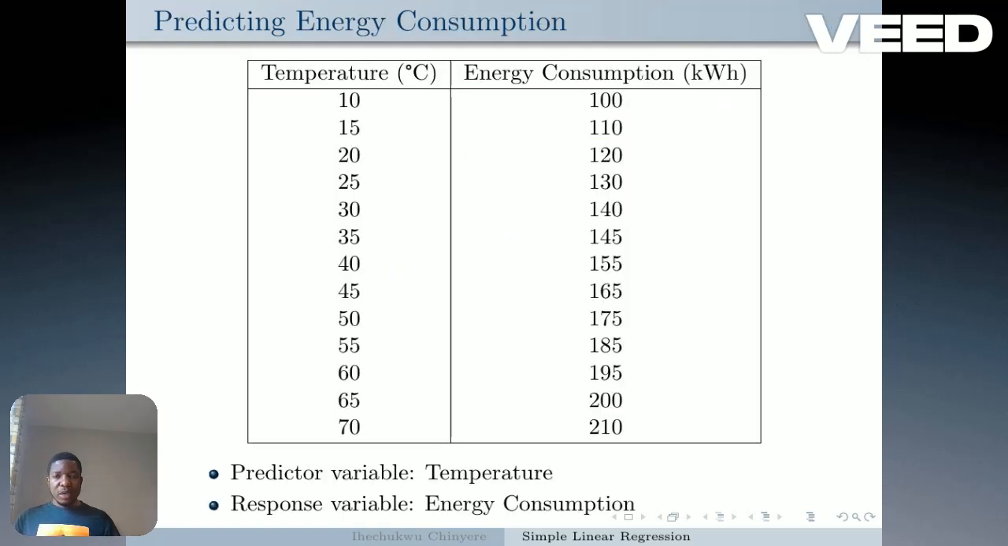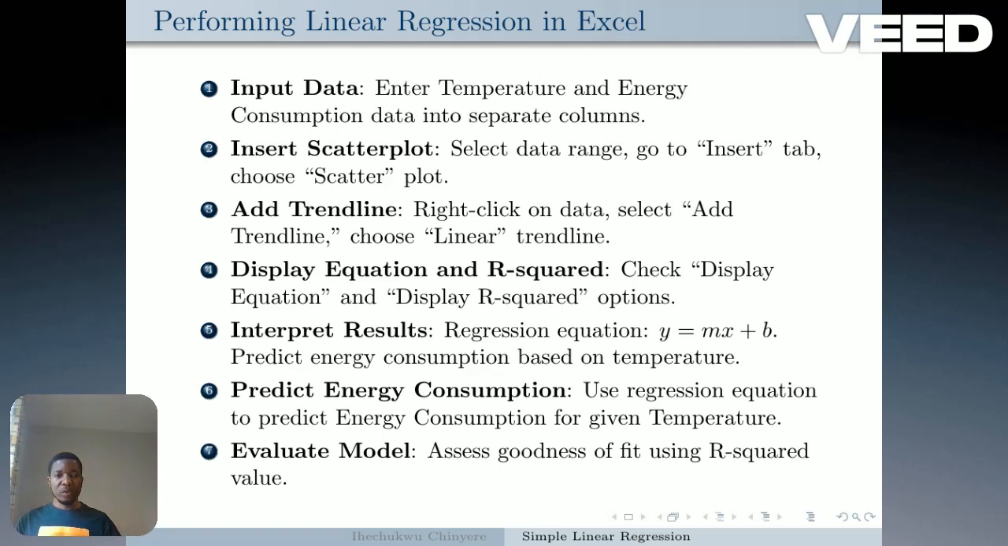Okay, so I want to illustrate this with the aid of an example. Imagine that I have this information here. I have temperature on this side, and I have the energy consumption. So the temperature is the predictor variable, and the energy consumption is the response variable. We want to get a linear model for this data. I want to do this in Excel. The way to do this in Excel is to input the temperature and energy in an Excel sheet, in separate columns, and then you can insert a scatter plot.